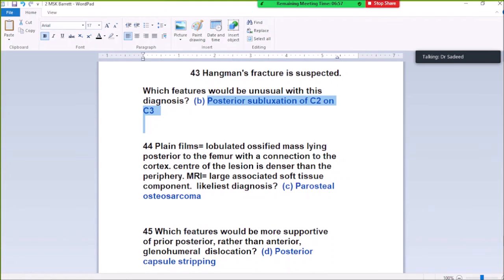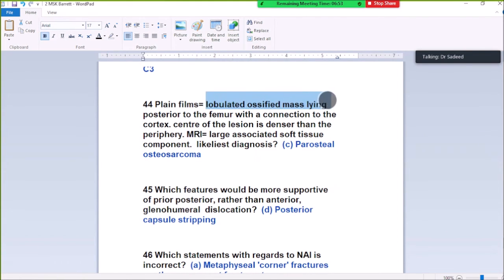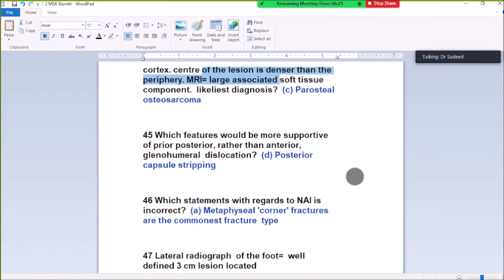Question number 44. Plain film shows a lobulated ossified mass lying posterior to the femur with a connection to the cortex. The center of the lesion is denser than the periphery. MRI shows a large associated soft tissue component. Likely diagnosis: parosteal osteosarcoma. These are the signs describing parosteal osteosarcoma: a lobulated ossified mass lying posterior to the femur with a connection to the cortex, and the center of the lesion denser than the periphery, with a large soft tissue component.